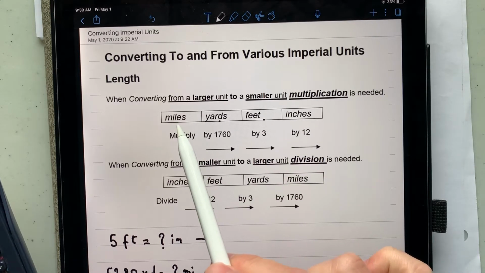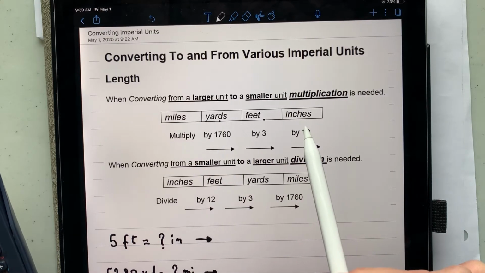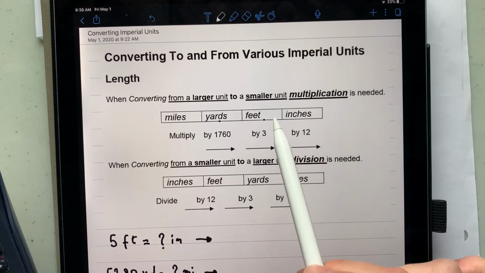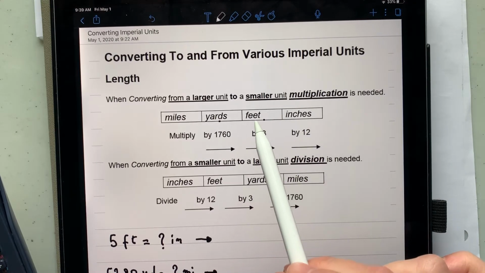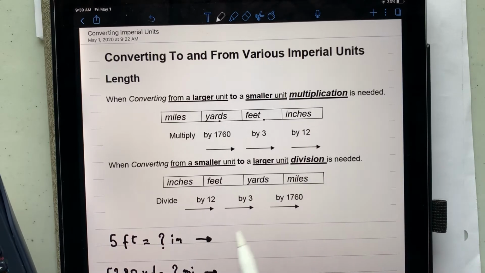Whenever we go from the big one to a smaller unit, we need to multiply it. And that seems a little backwards, but it makes sense because, well, there are 12 inches in a foot. So if I've got 1 foot, I should have 12 inches. So I have more of the little ones and less of the bigger ones. So going from a big unit to a small unit, we multiply it. And we go backwards for the other one.